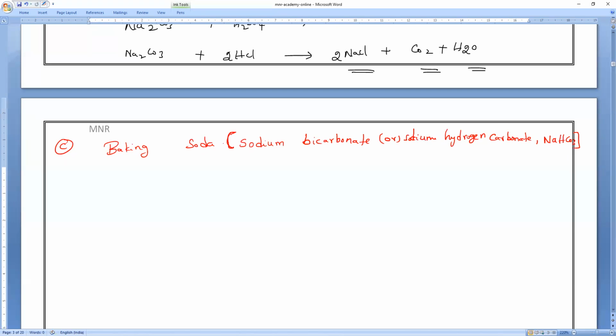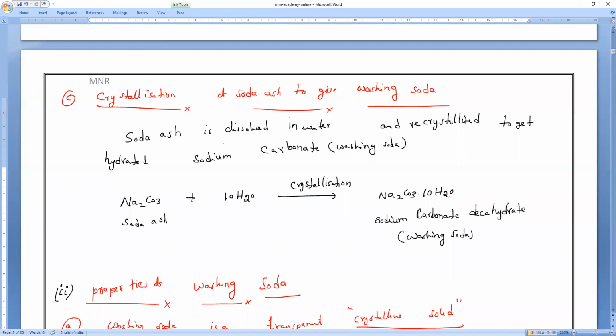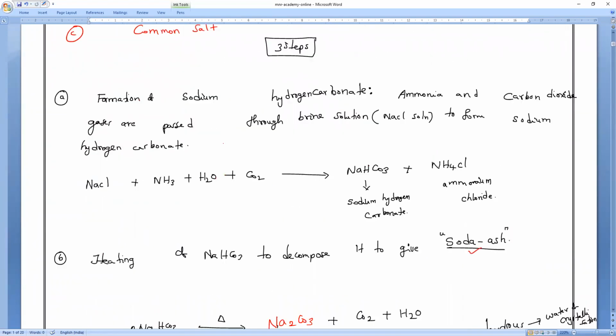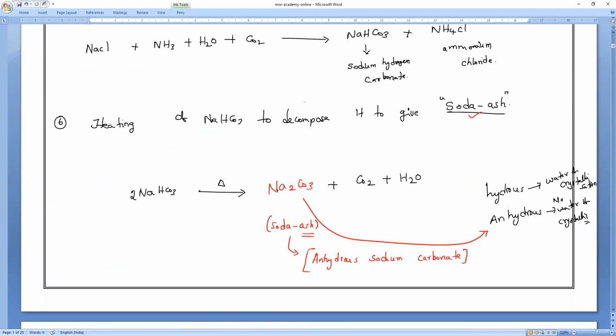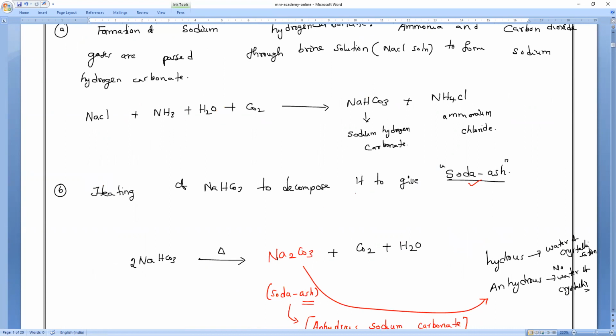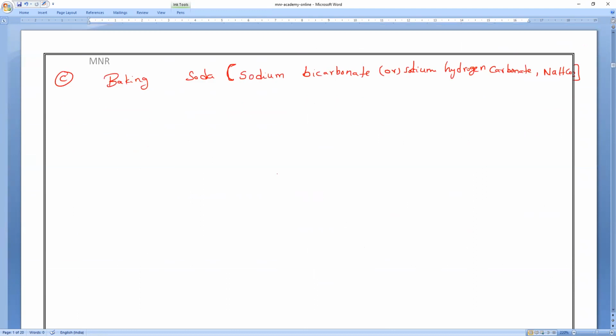So again, same thing. Very simple. Just now, washing soda, the first step alone, have you noticed it? We are getting sodium hydrogen carbonate. Am I right or wrong, everybody? Yes, sir. That is the manufacturing of baking soda. So again, same thing. Baking soda also will be manufactured.